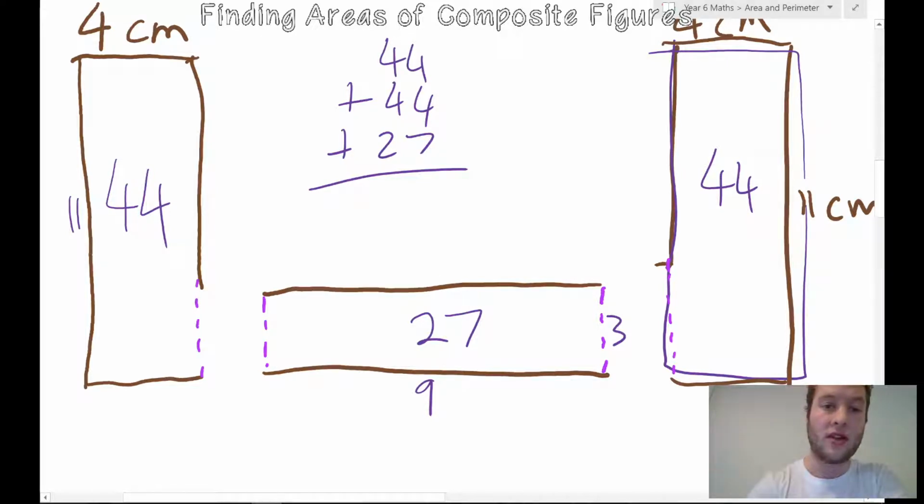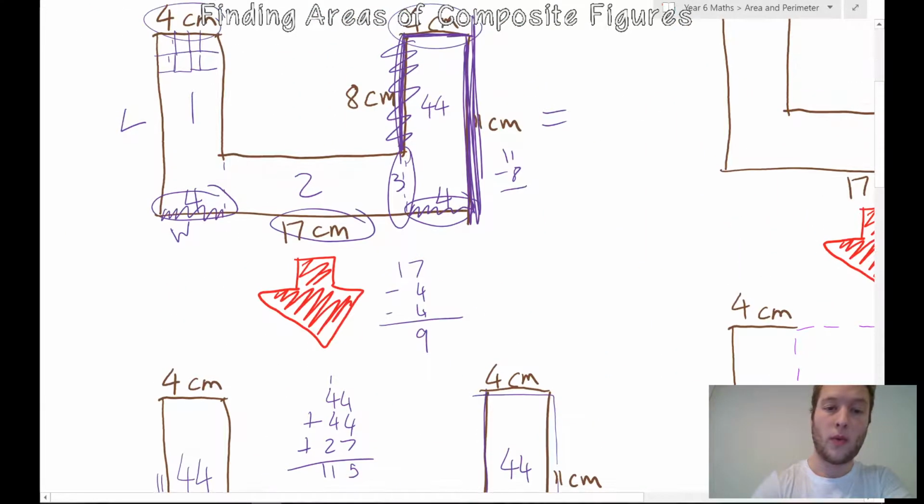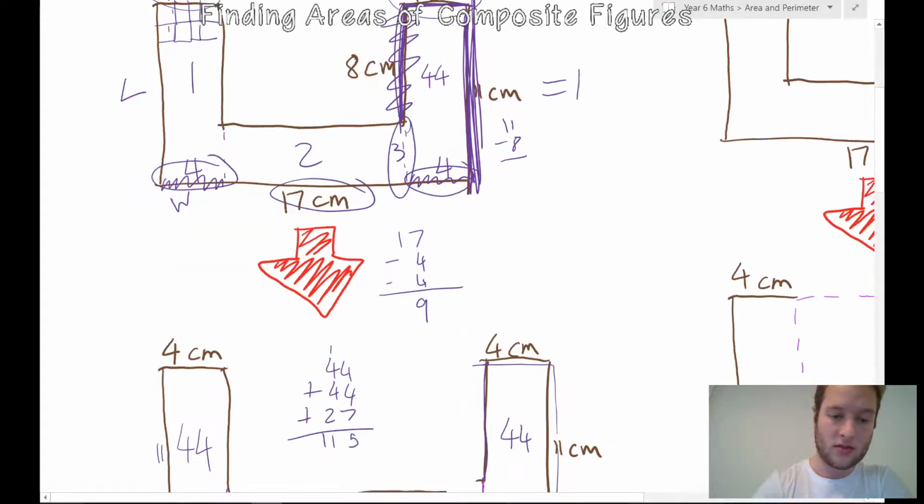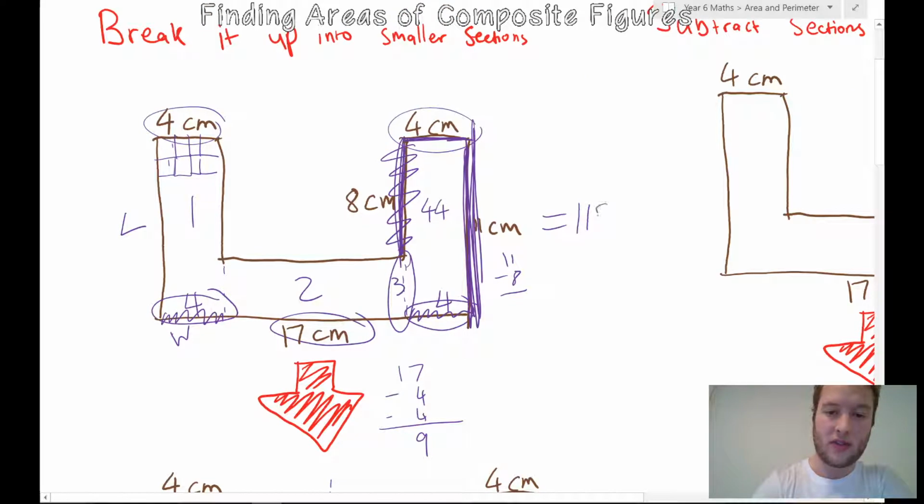So 4 and 4 is 8, plus 7 is 15. And then 4, 5, 9, 11. So the answer is, I can just write up here, 115. And they're all in centimeters, so centimeters with a little 2 on it to show it's squared, little squares like here. Square, square, square. There's 115 squares inside the shape. Okay? So that's method 1.